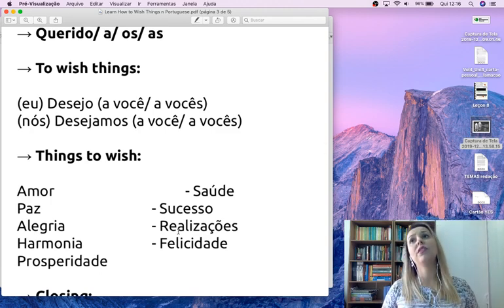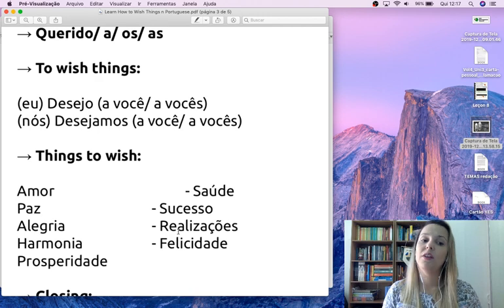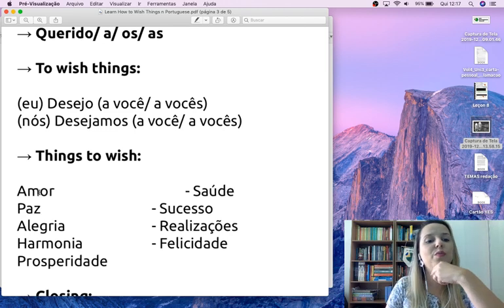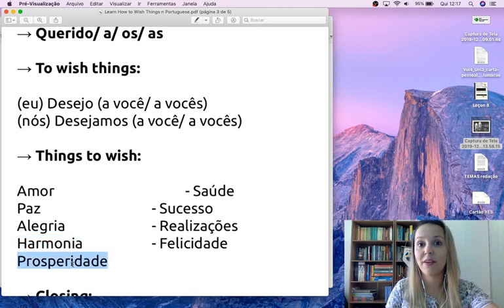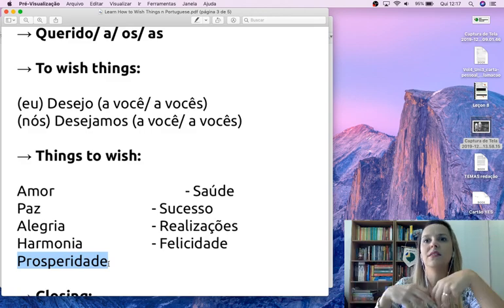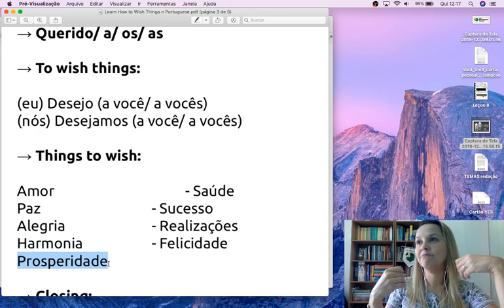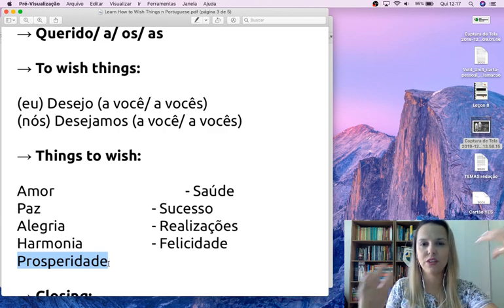I'm not sure if it's common to wish these kinds of things in cards in your country, but here in Brazil, we normally wish these kinds of things in Christmas cards and New Year's cards. So we can wish amor, love, paz, peace, alegria, which is joy, harmonia, harmony, prosperidade, prosperity. I'm not sure if you use this word, but this means that things will grow and that everything in your life will be very successful.